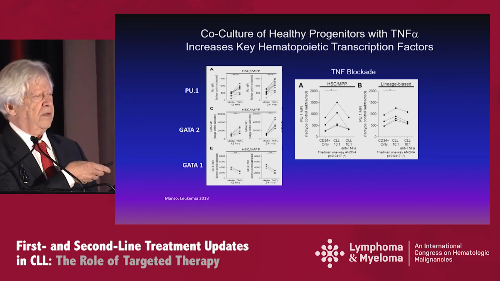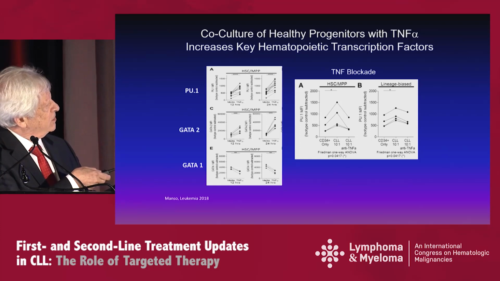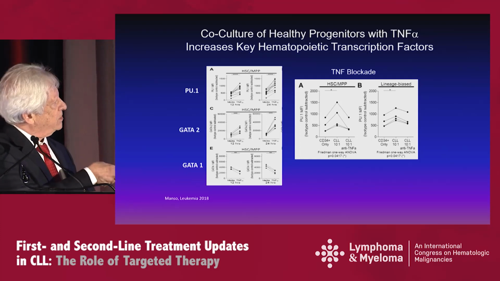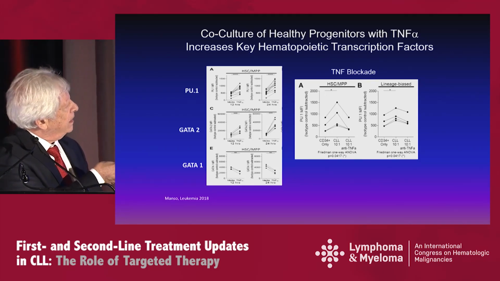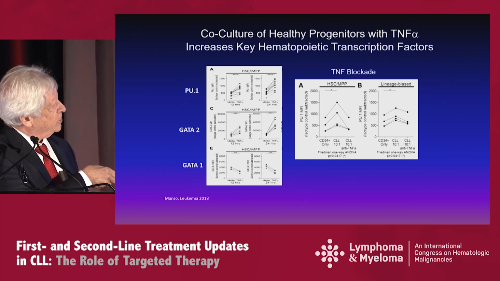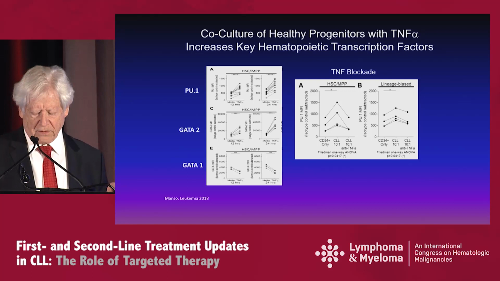Now, it turns out that you can block this if you use anti-TNF-alpha antibody. And in this case, what you're seeing is the increase in PU1 in 2 different progenitors with CLL B cells. But when you co-culture the CLL B cells with this blocker, you don't see this increase.